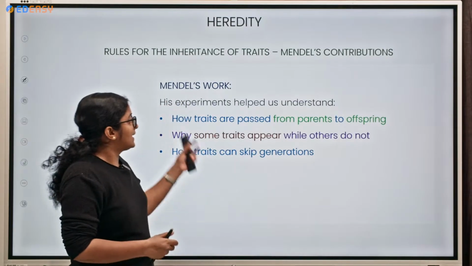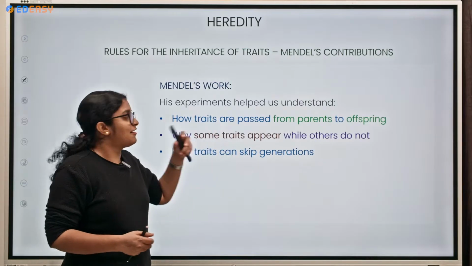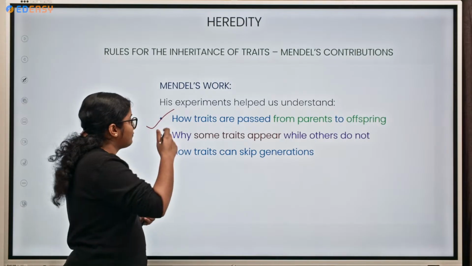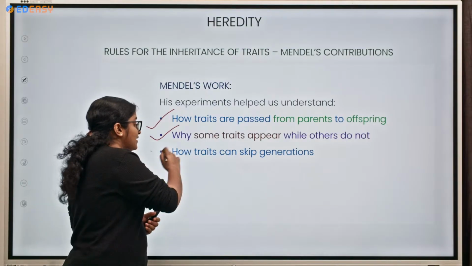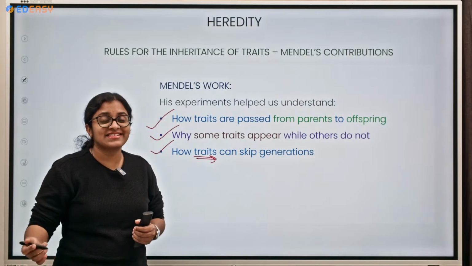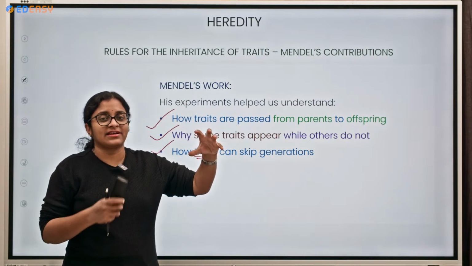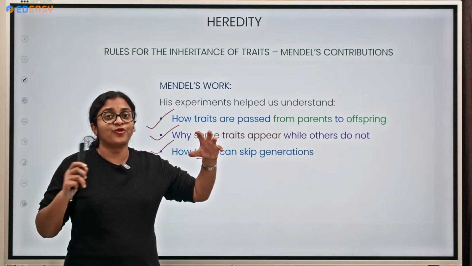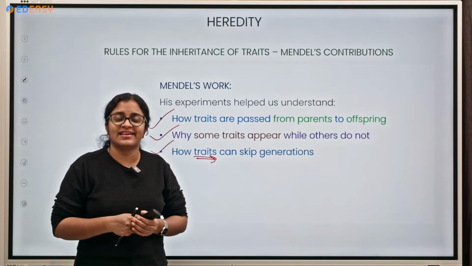So what did he do? He took the pea plants and experimented, and by his experiments we came to know how the traits are being passed from the parents to the offspring, and why some traits are appearing but some traits are not appearing, and we can also see some traits skipping the generations. How do these traits skip the generations? See, sometimes, if you see a particular trait in the ancestor, for the next 2-3 generations that trait does not get expressed. Again, in the fourth generation, that trait gets expressed. But how is there a skipping of this trait in the generation?